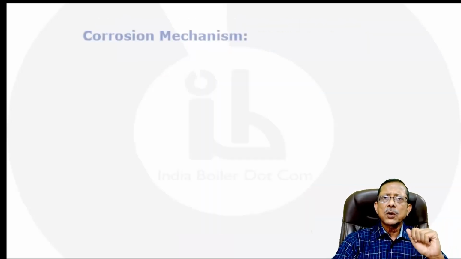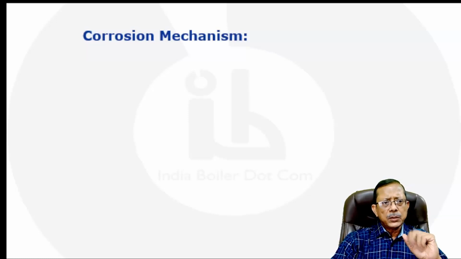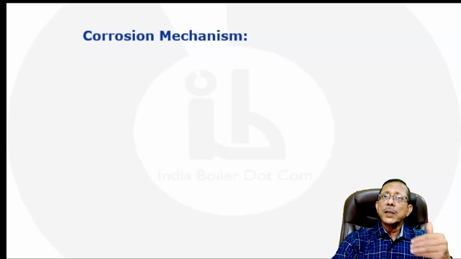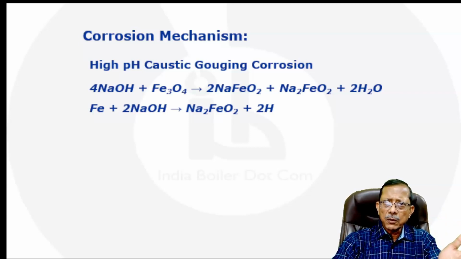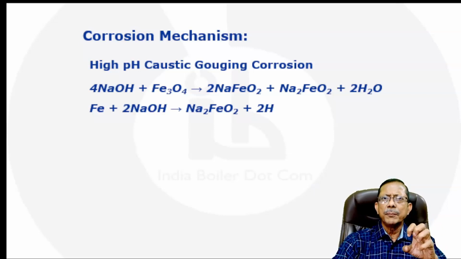Okay, so first let us talk about the corrosion mechanism. There are two types of corrosion mechanism that may lead to the embrittling condition of the carbon steel. First is called the caustic gouging problem, which occurs at a very high pH where free caustic prevails in the boiler water. This free caustic is going to first attack the magnetite, remove it, and sodium ferrite will be the result. Then it is going to attack the parent metal, and there will be a gouging type of metal loss. That's why it's called gouging corrosion.